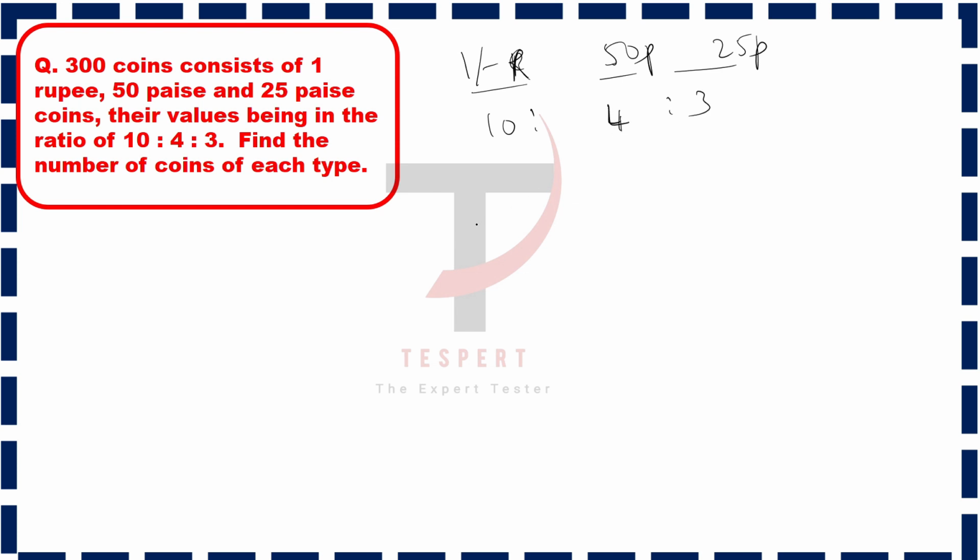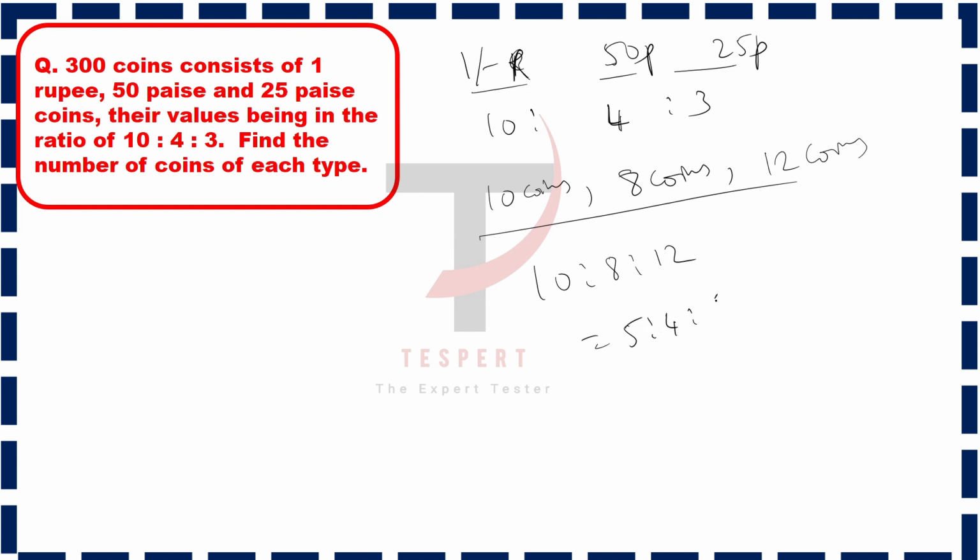So what is the value of 10 rupee 1 rupee coin? 10 into 1, that is 10 rupees, and the number of coins are 10 coins, right? And what about the 50 paise coins? The number of coins in this case is 8 coins, right? And what about 25 paise coins? The number of coins is 12 coins. And what's the ratio here? 10 is to 8 is to 12, that's equal to 5 is to 4 is to 6.